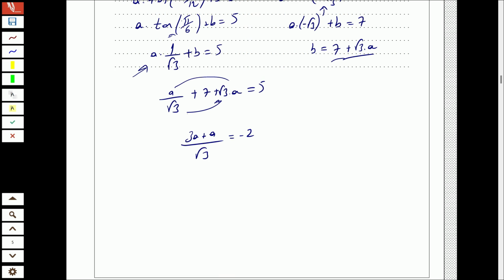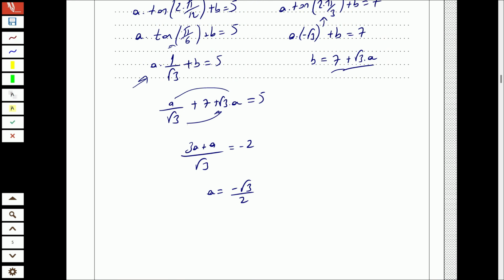And from here you can write alpha equals minus square root of 3 over 2, right? And the second one will be b equals 7 plus square root of 3 times minus square root of 3 over 2, which is 7 minus 3 over 2, 11 over 2, equals 5.5.